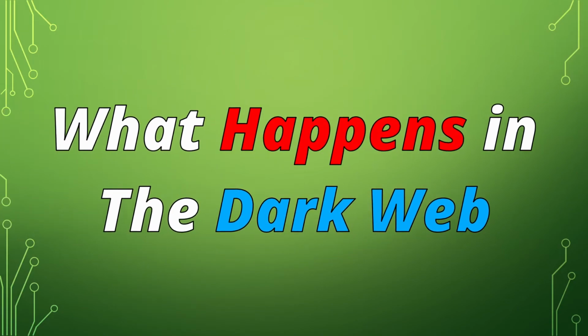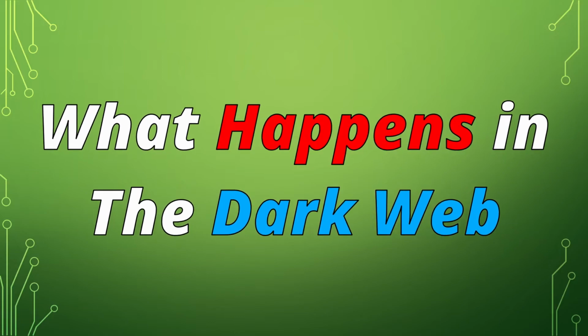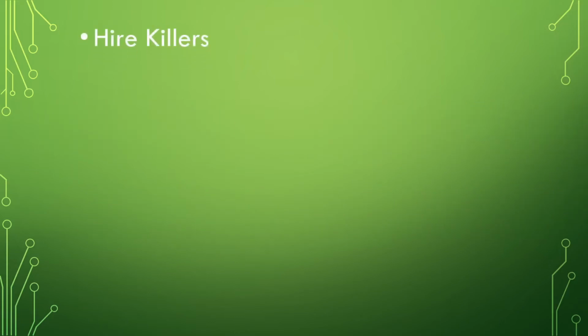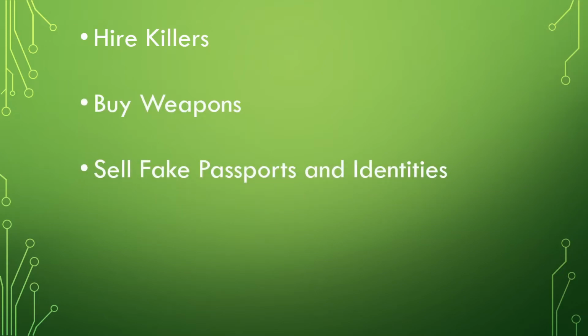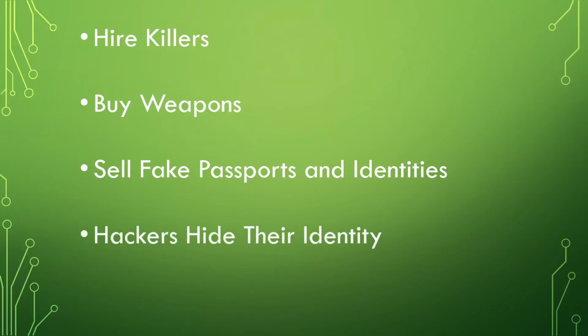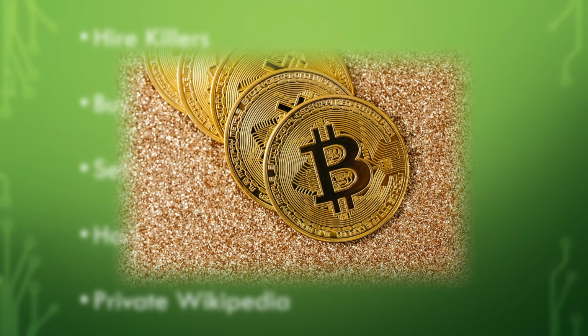Now, in the dark web, and the moment you've been waiting to hear, some people hire killers, like a hitman. Also, they say you can buy weapons on the dark web, from a pistol to a rocket launcher. Everything is available. You can actually find a lot of illegal activities, like selling fake passports and identities. Some hackers use the dark web to hide their identities and change university grades. Also, inside the dark web, there's a private Wikipedia, and the currency used there to purchase things is Bitcoin.